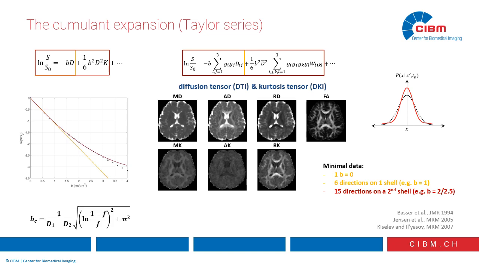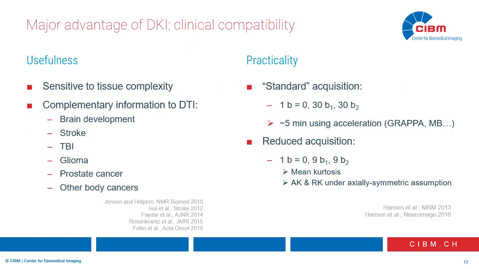And what's important to know is that this cumulant expansion actually has a finite radius of convergence beyond which it diverges, of course. And this radius here is independent of the number of terms you are adding to this expansion. So even if you account for a third order term here, you would not be able to go beyond this radius of convergence, which is roughly between B2 and B3 in vivo. So this type of analysis is really limited to the intermediate Q regime. But the major advantage of DKI is really the clinical compatibility.